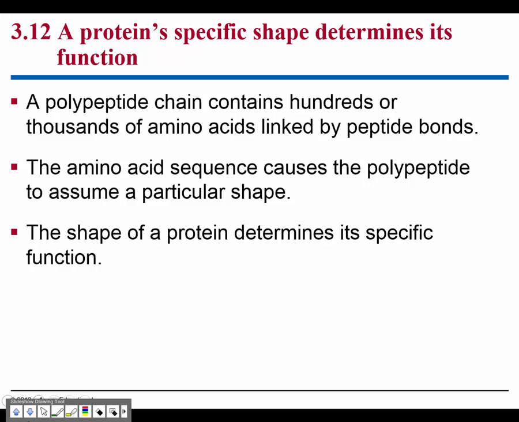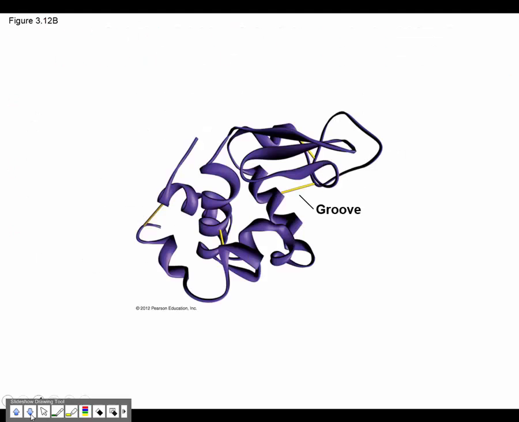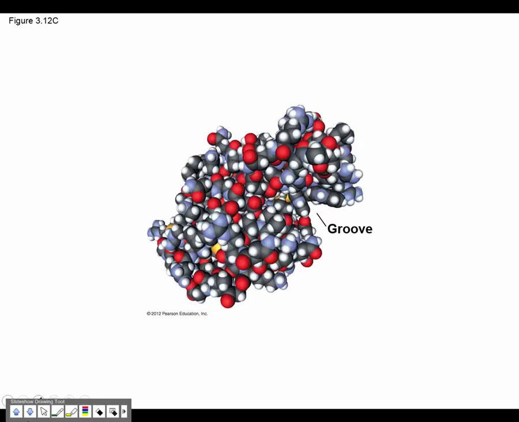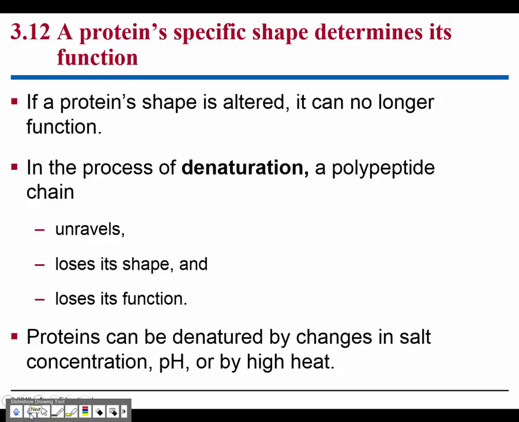Polypeptide chain contains hundreds or thousands of amino acids. And so it's the sequence of those peptide bonds that make a particular shape. And it's the shape that determines its function. Think of that shovel, okay? So here's a protein. It shows the groove site. The shape of that groove site is what's going to cause or stop reactions from taking place. And so here's a 3D molecule, and you have that groove, and it's a very specific groove, and anything that doesn't fit in there, any compound that doesn't fit won't work.